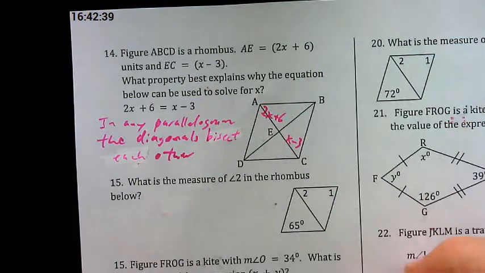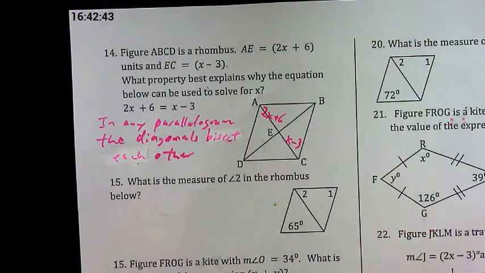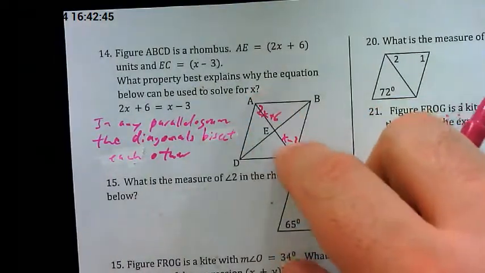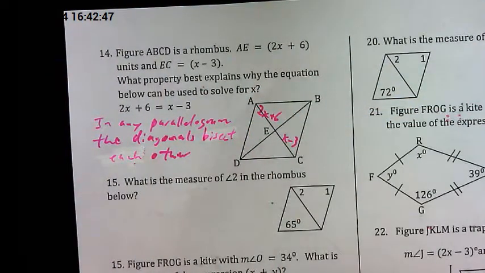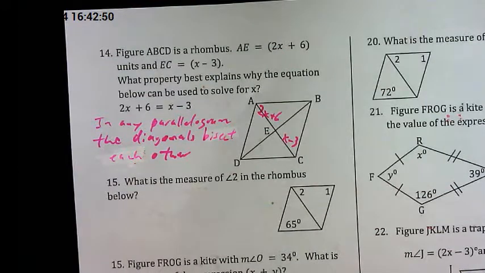Because if you bisect, that means you split it into two congruent parts. So these two are congruent, therefore they are equal. Right?